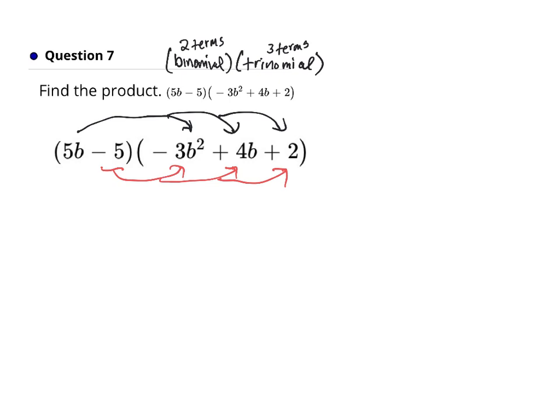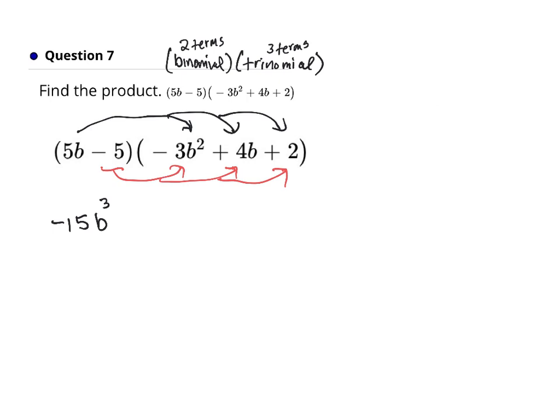5b times negative 3b squared. So 5 times negative 3 is negative 15. Negative 15, and be careful, b times b squared is b cubed. Okay, b times b squared is b cubed.